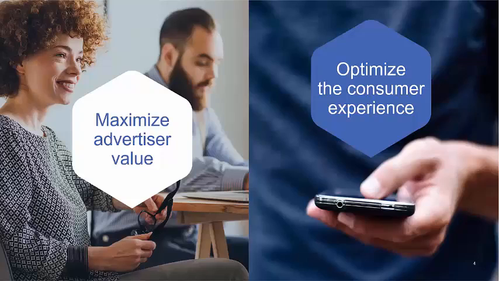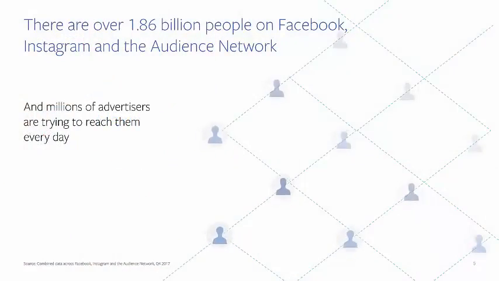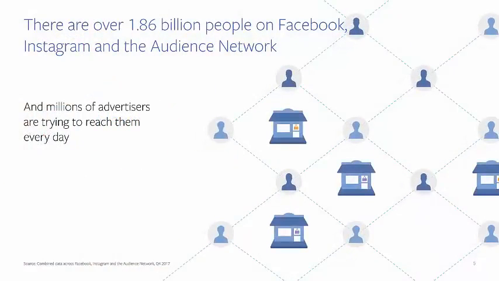As you may have seen announced in our latest earnings call, there are over 1.86 billion people active on Facebook's apps and services, and millions of advertisers are trying to connect with them. In aggregate, our ads delivery system is making trillions of decisions every day. We run an auction every time there's an opportunity to show an ad to an individual on our platforms, tens of billions of times a day. We're talking hundreds of thousands of auctions every second.